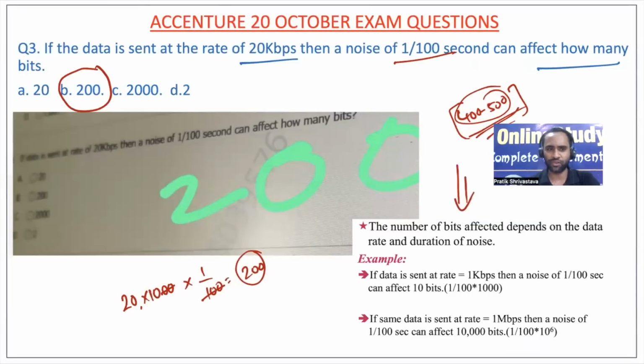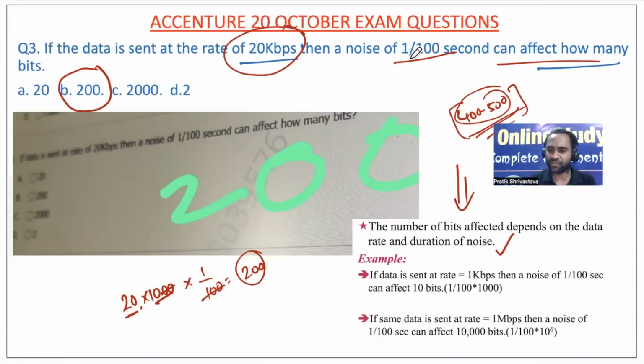Okay, so question number 3: the data is sent at the rate of 20 kbps. Then a noise of 1 by 100 second can affect how many bits? So the number of bits affected depends upon the data rate and the duration of noise. So the data rate is 20 kbps, right? K is for kilo, so K will be 1000. So 20 into 1000. It is now in bits per second, okay?